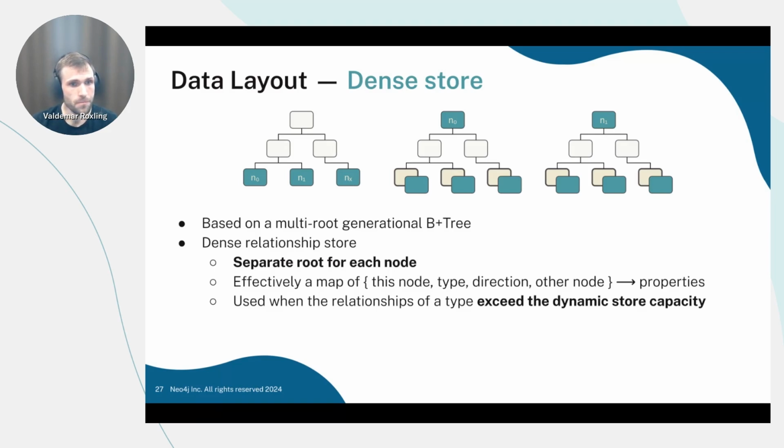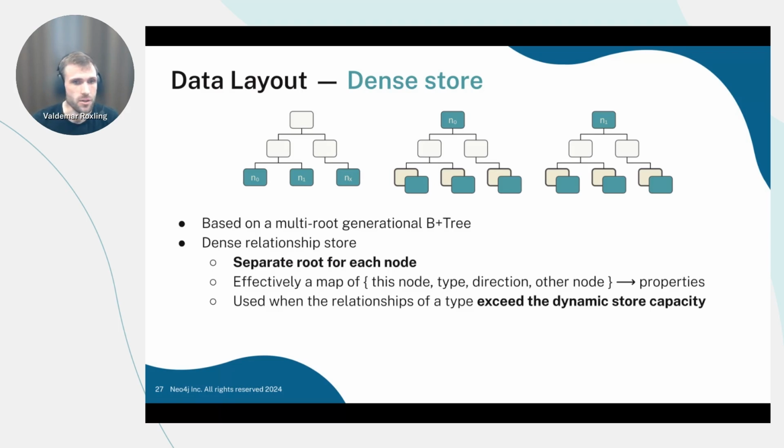So this is effectively a sorted map where we can go from node, type, direction to other node, and the value is the relationship properties, if there are any. So we can do quite efficient traversal. So even if a node has a million relationships, we can actually find things quite efficiently, or find ranges of things. So I want all the relationships of this type and this direction, and we can just go and read a section of the dense node.